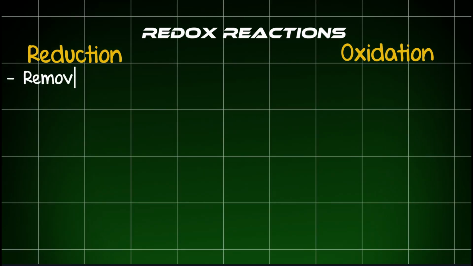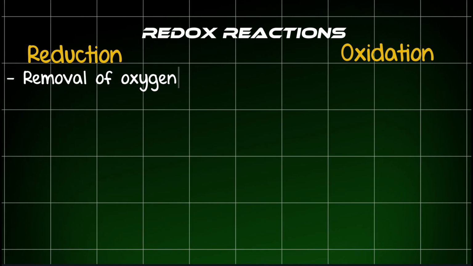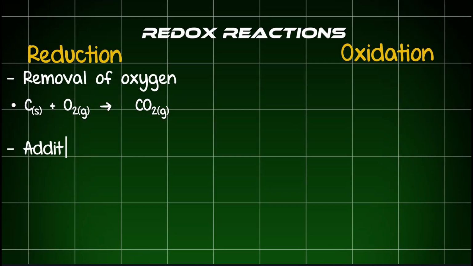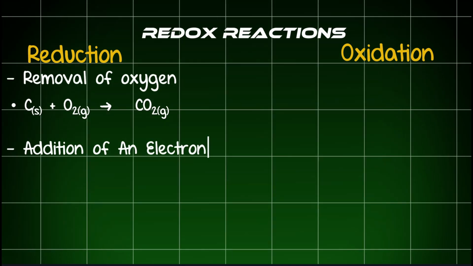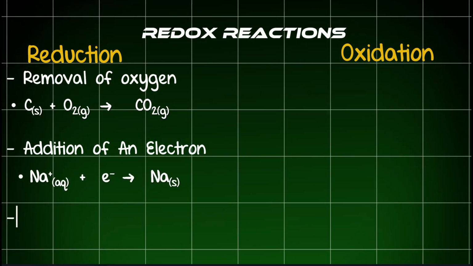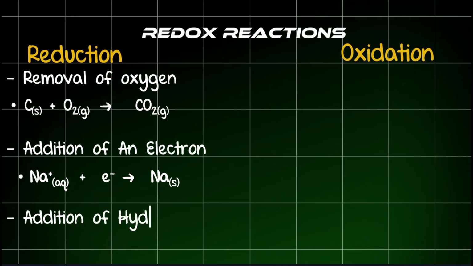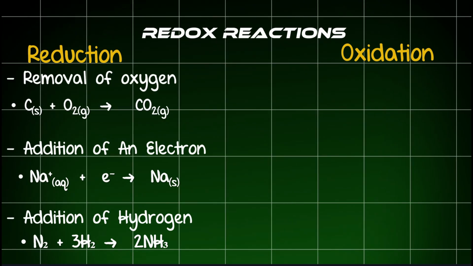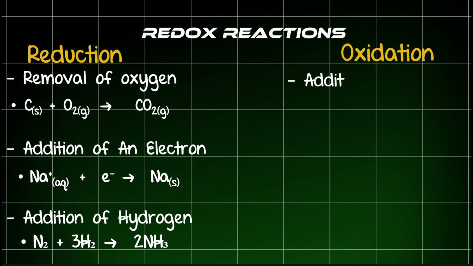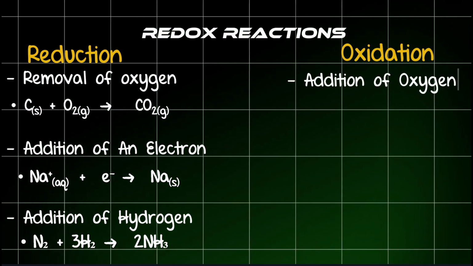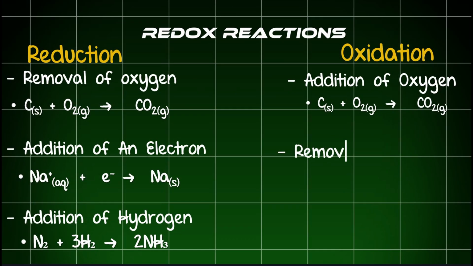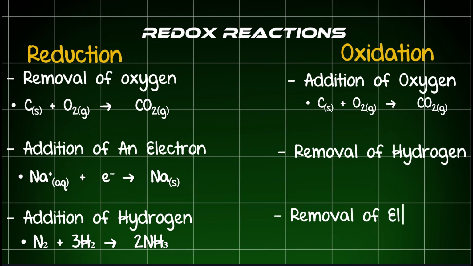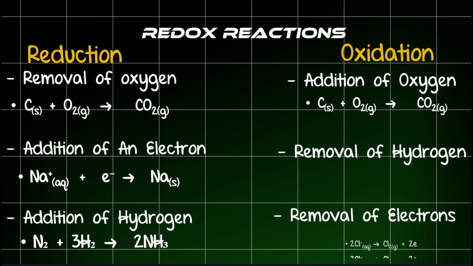Reduction is the removal of oxygen from a chemical substance, or the addition of an electron or electrons to a chemical substance, or the addition of hydrogen to a chemical substance. And then oxidation is the addition of oxygen to a chemical substance, or the removal of hydrogen from a chemical substance, or the removal of electrons from a chemical substance.